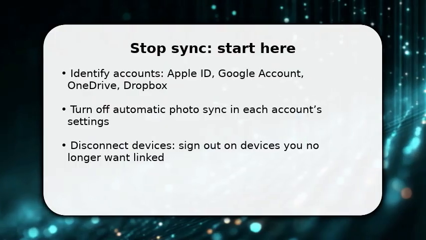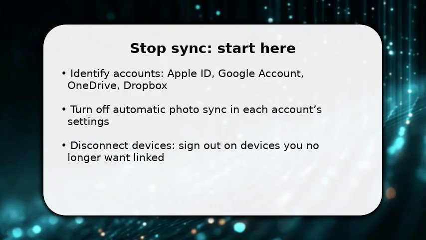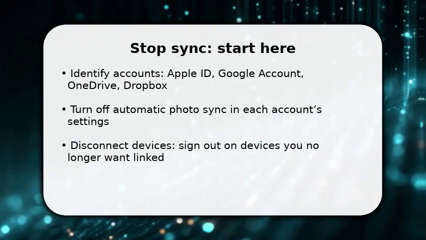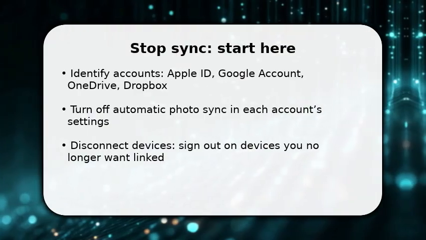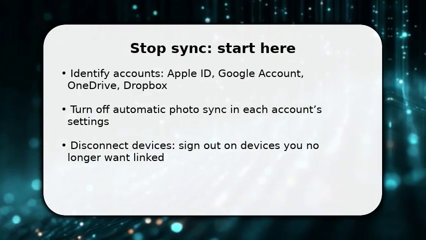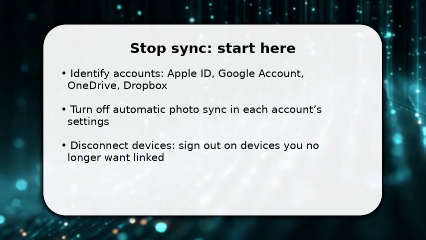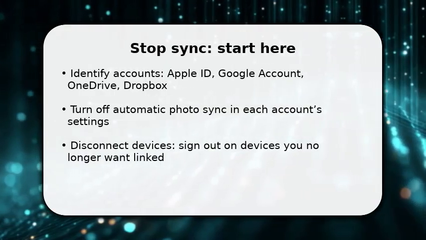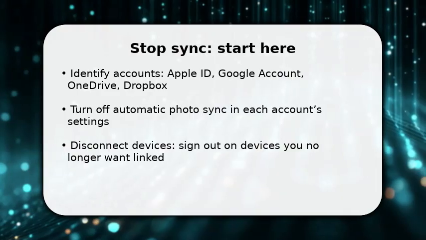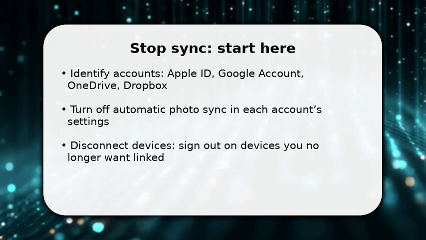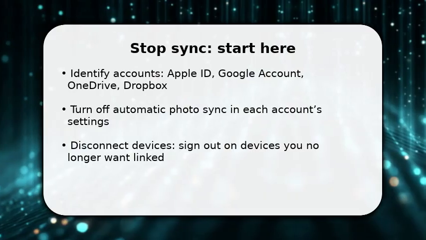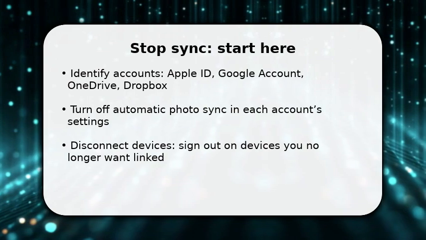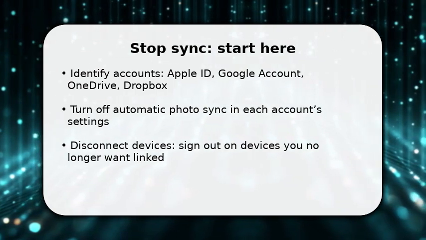You're going to stop sharing photos right now. First, identify which accounts and apps are syncing images: Apple ID, Google account, OneDrive, Dropbox. Once you know them, open each account's photos or sync settings and switch off automatic upload or backup. Make sure to sign out of those accounts on devices you don't control anymore. Otherwise, the sync will keep running in the background. This first step cuts the pipeline so no new photos are shared, while you proceed to more specific device settings.